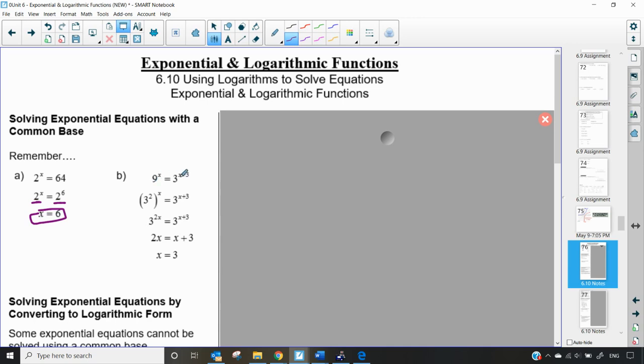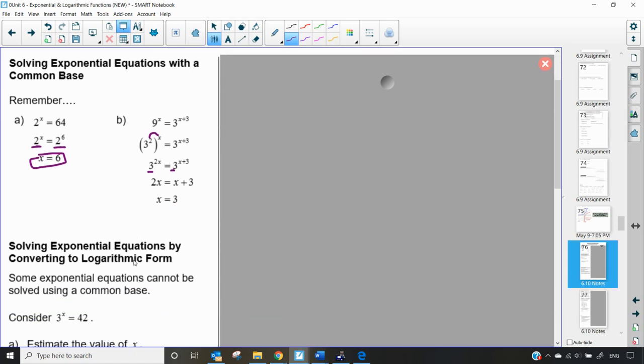We can do that with more complicated equations as well. We have 9 to the x equals 3 to the x plus 3. 9 can be written as 3 squared, and using our power rule for exponents, we can combine our exponents. So 3 to the 2x equals 3 to the x plus 3. Again, once our powers are equal and our bases are the same, then we can equate our exponents. So 2x equals x plus 3, and then we solve for x.